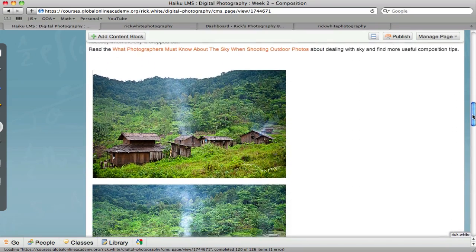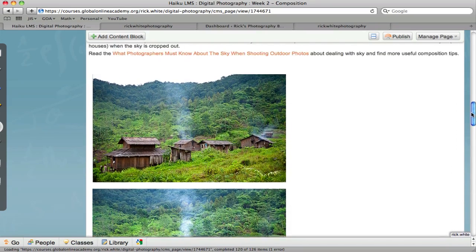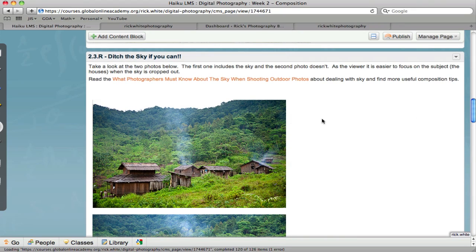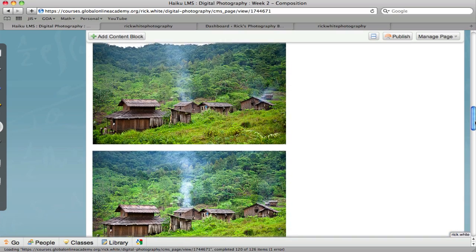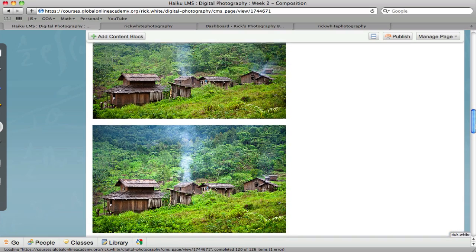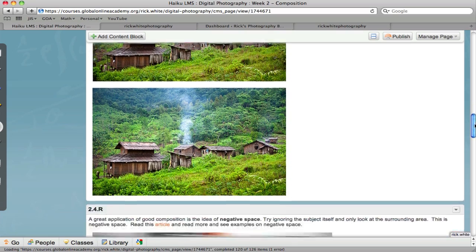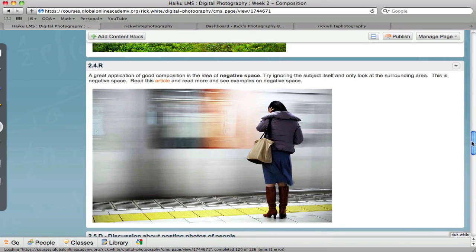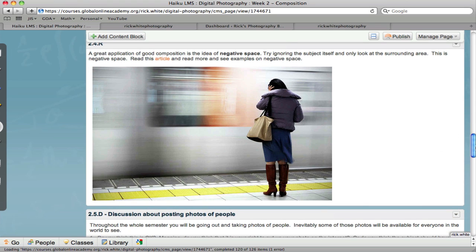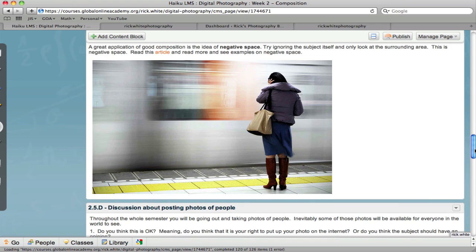Here's a tip for you on just cropping in general. Try and get rid of the sky if you do think it's sort of interfering. You can see the difference between these two photos. It's pretty clear that leaving the sky out is a good thing. So if you can, maybe you should. Another thing is the negative space. Negative space is a great way to enhance your subject. So read that article. That'll be a good one.